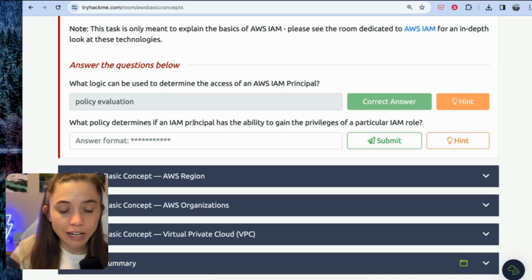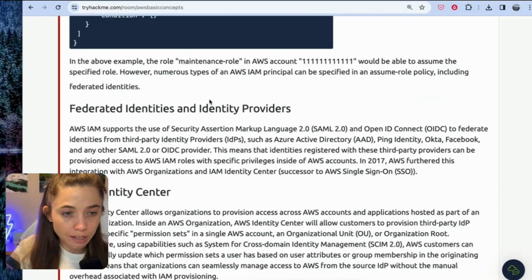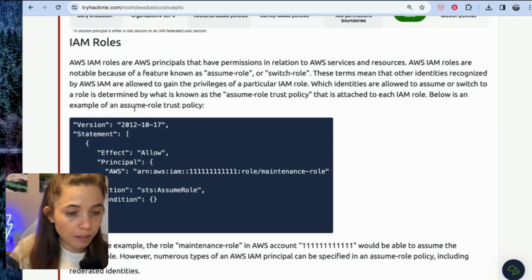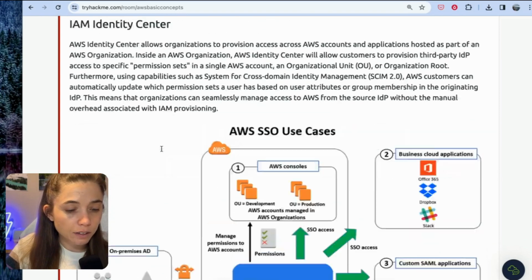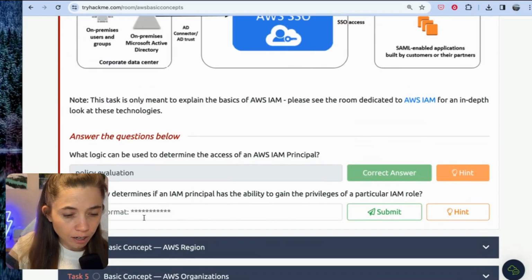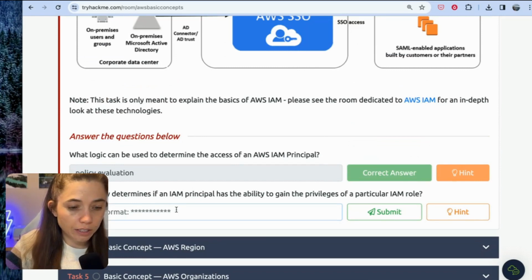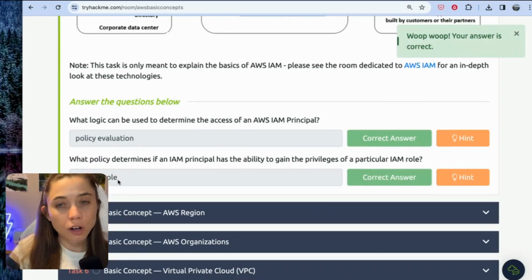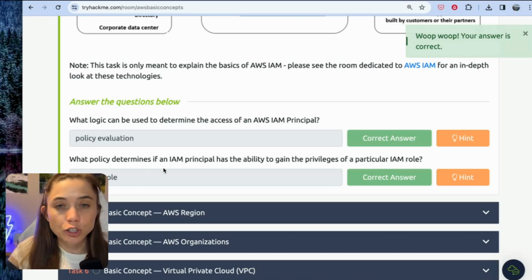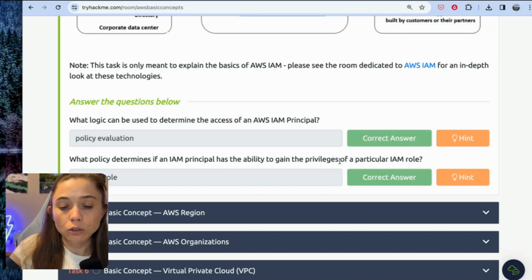And then, what policy determines if an IAM principal has the ability to gain the privileges of a particular IAM role? So that's the assume role trust policy we saw earlier up here. Let's see which parts of that they are wanting for the answer. So we'll scroll back down here. Let's just say, let's try assume role because it looked like it was no spaces. Okay, awesome. So the assume role trust policy, or you'll sometimes just hear it called the trust policy, determines if an IAM principal is able to assume and then use a particular IAM role.